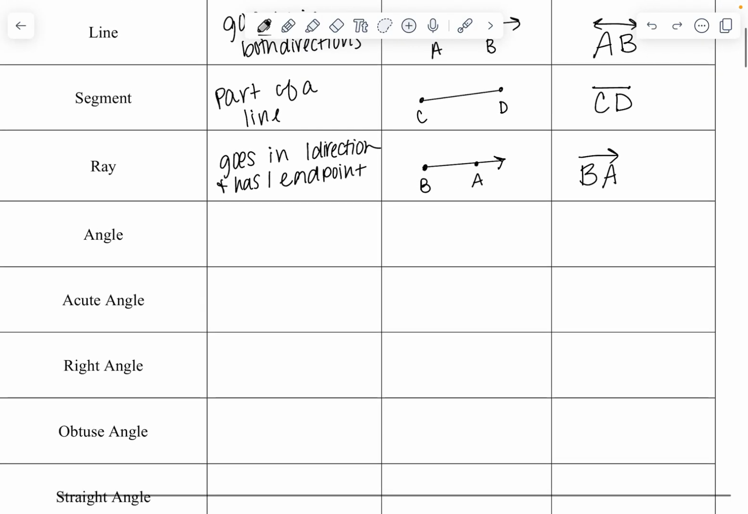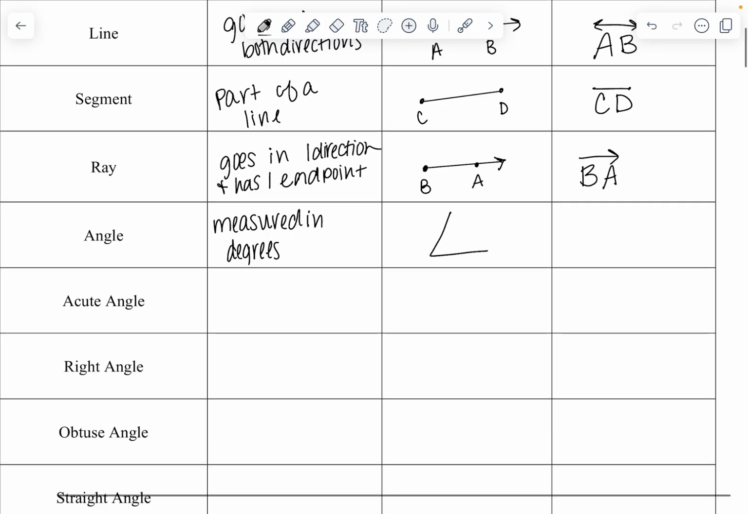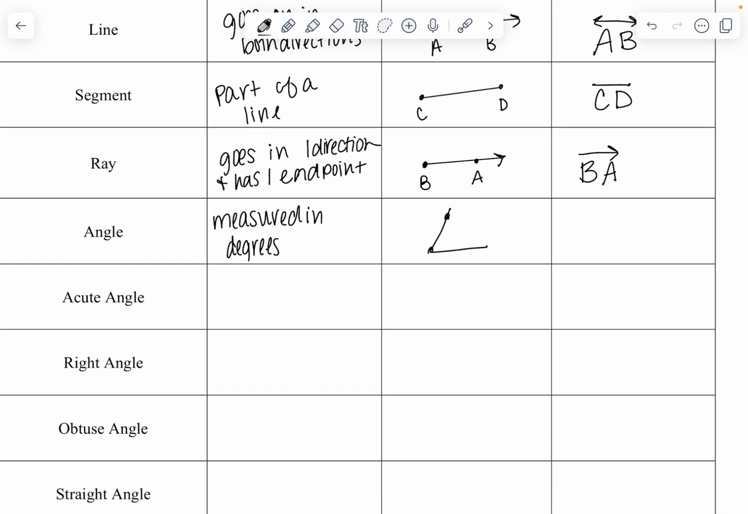And then the last notation thing is an angle. It's measured in degrees. Okay, measured in degrees. It's the space between 2 segments or 2 rays. Looks like this. Usually named by 3 points. A, B, C.